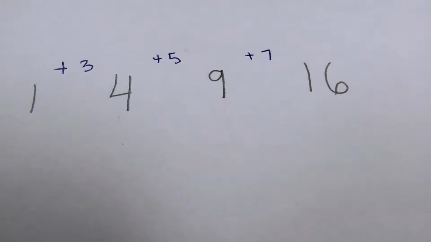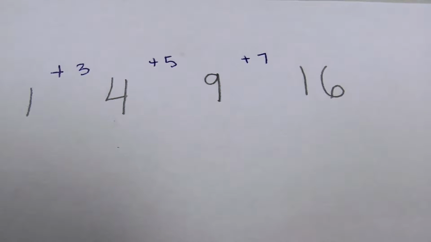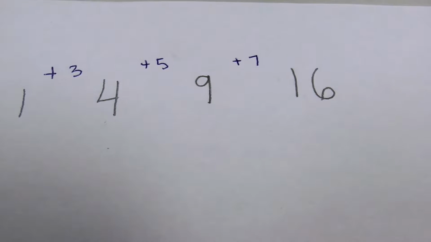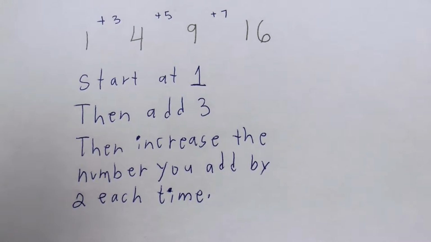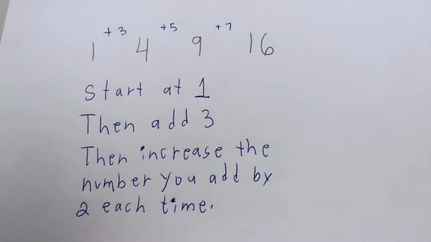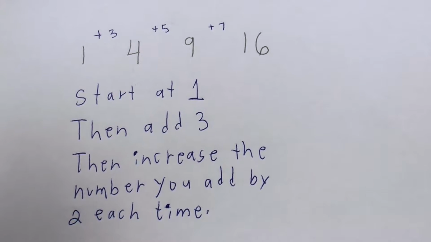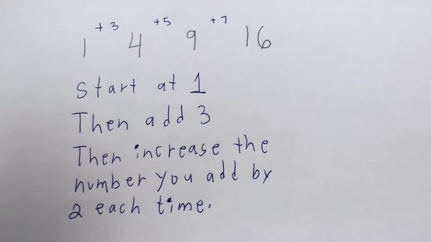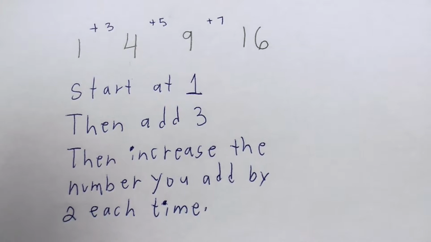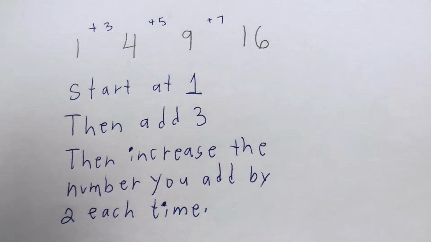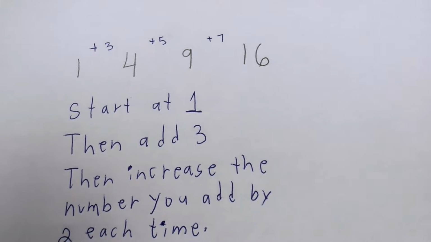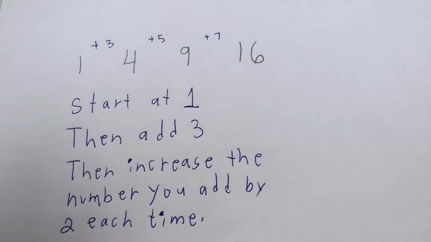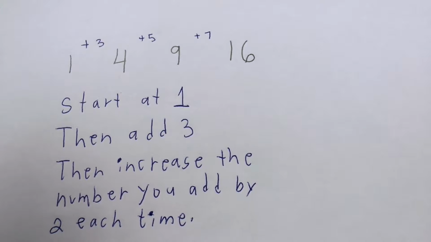Okay, we've determined how this pattern is growing. It goes from adding 3 to adding 5 to adding 7, which means that we need to add 9 to the next frame. Write a pattern rule for this. Our pattern rule would read like this. Start at 1, then add 3. Then increase the number you add by 2 each time. Another way to write it would be start at 1, then add 3, then add 2 more than you did last time. Let's pretend that these 4 numbers were the top 4 layers of a pyramid. Would you be able to predict how many cubes would be in the 7th layer?